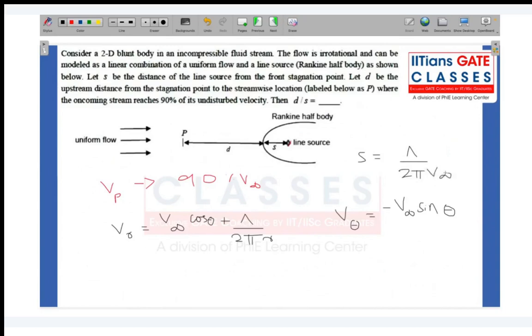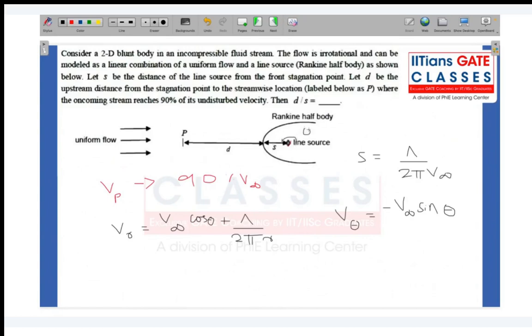The location of the line source is taken as the origin for this kind of flow field, and from the origin the stagnation point is at a distance of kappa by 2 pi V infinity in the theta equals pi direction. So this is basically the theta equals pi direction.